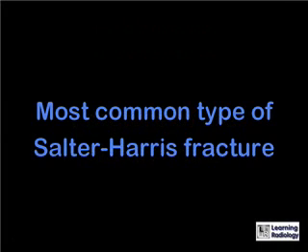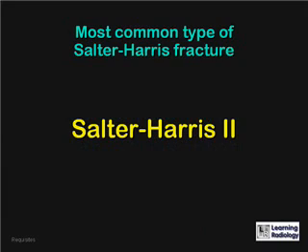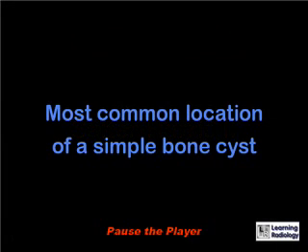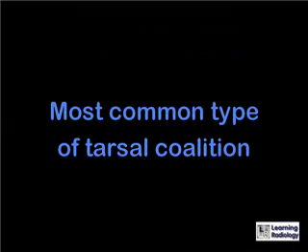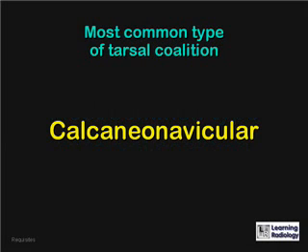What is the most common type of Salter-Harris fracture? A Salter-Harris type 2. What is the most common location of a simple or unicameral bone cyst? The proximal humeral metaphysis. What is the most common type of tarsal coalition? A calcaneonavicular coalition.